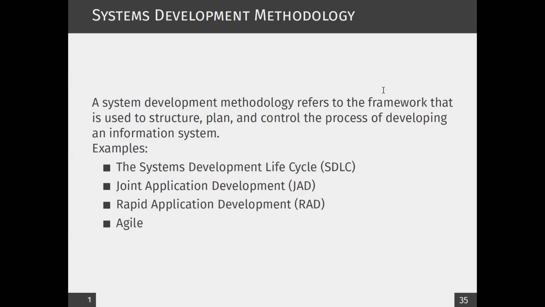Other than this standard system development life cycle, there are many similar strategies like joint application development, rapid application development, and the latest ones, which come under what we call agile. So all these we will use to plan and control the different phases in information system development.